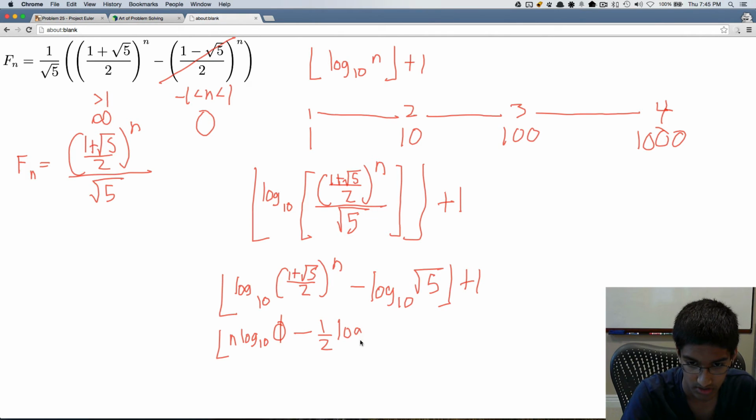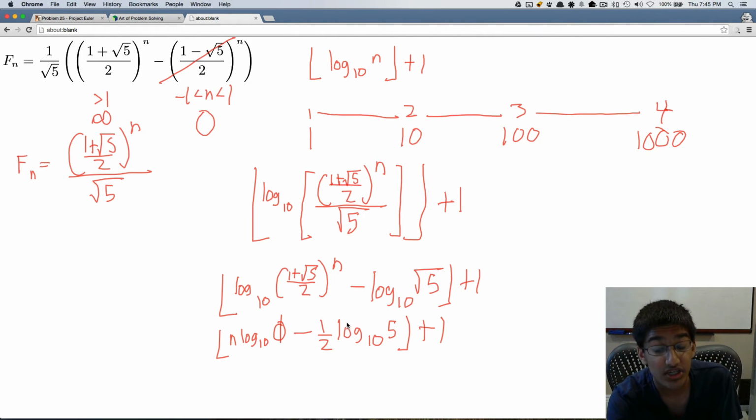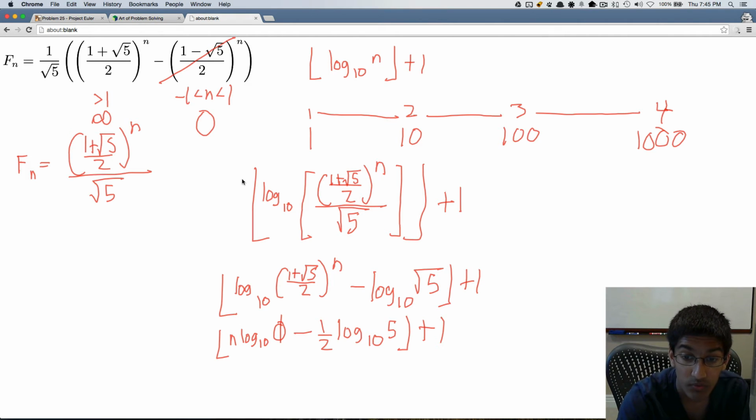log base 10 of 5 for this, and we add 1. So this is our formula for getting the number of digits in the nth Fibonacci. Now what we want to do is find the first number that has 1,000 digits. So all we do is set this equal to 1,000.